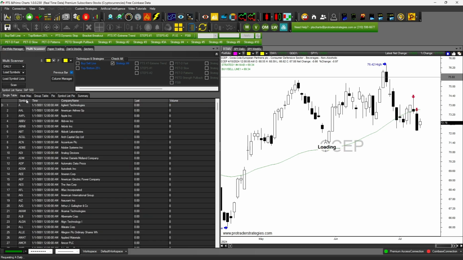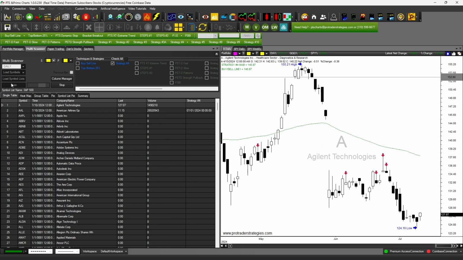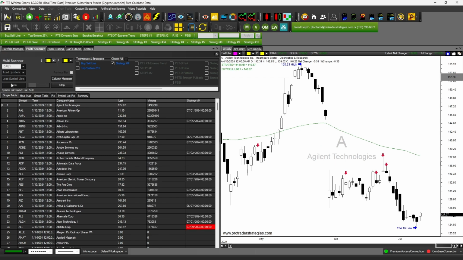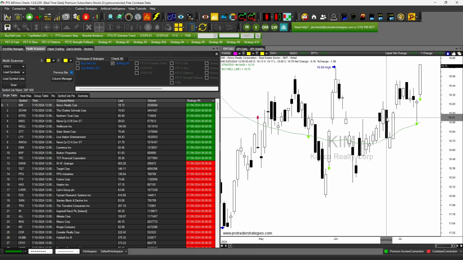We're going to broaden this out a little bit, and we're going to go to the S&P 500. Okay, still same thing, strategy number 4, previous bar. Go ahead and hit the scan. We'll give that a few seconds, let that load. Looks like we finished up. Okay, good. So we've got 11 bullish signals here, so let's go ahead and take a look at these individually and see if we can find some good signals here.